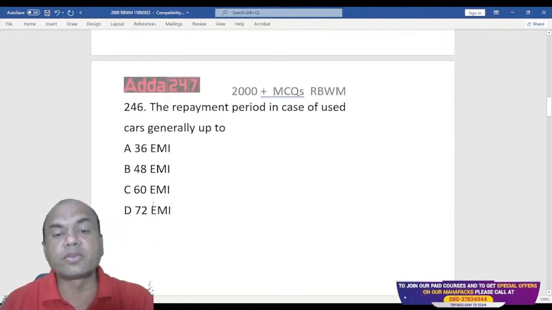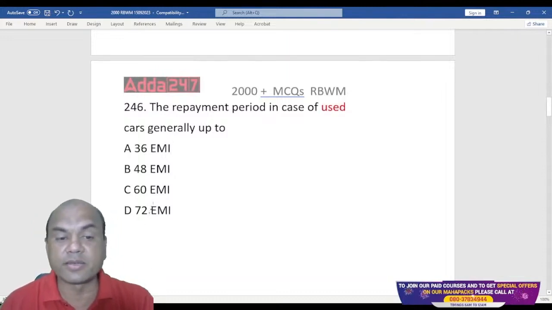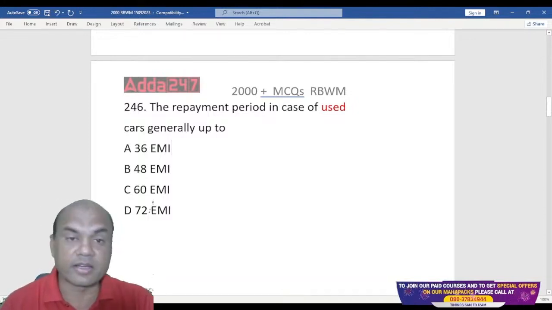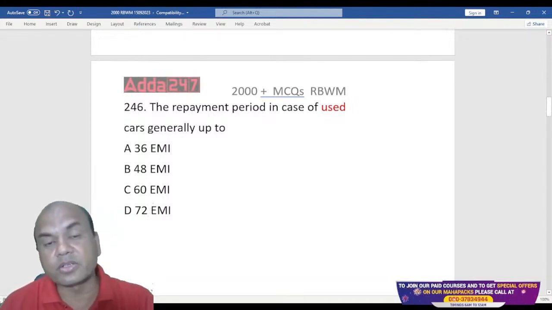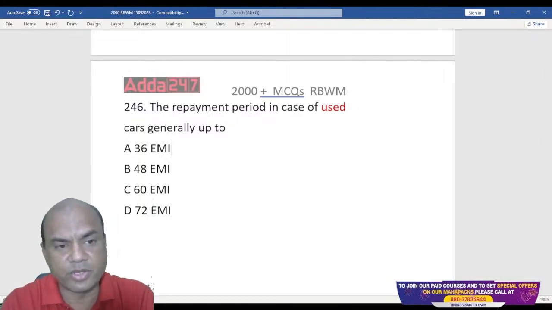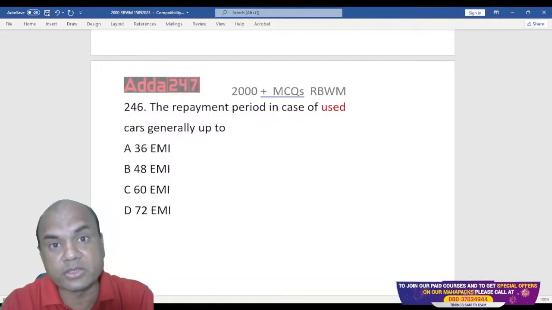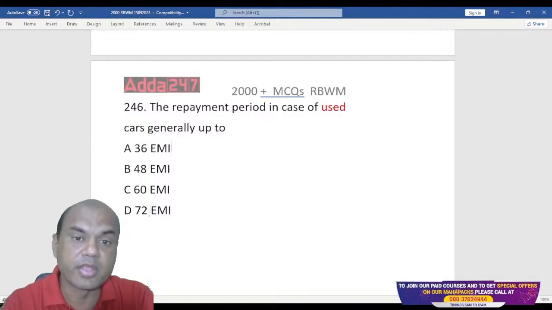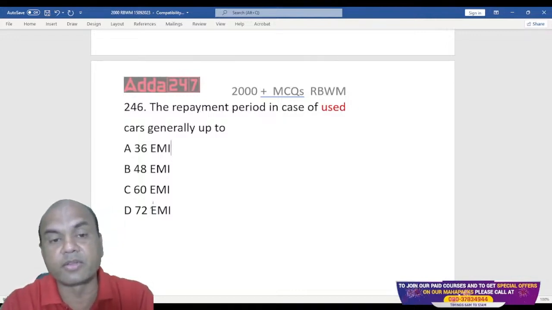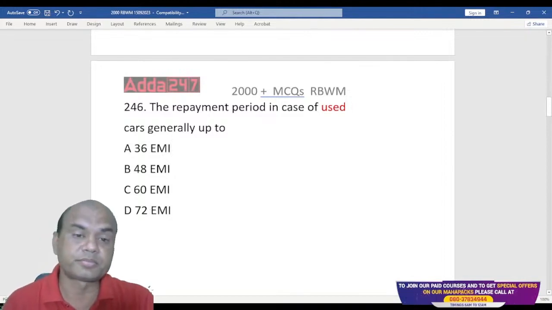The repayment period in case of used car. Now look at this. We are talking of used car over here. In case of used cars it is generally 36 EMI, 48 EMI, 60 EMI and 72 EMI. So it is used car, second hand car, right? That depends on what type of car you are purchasing. Suppose if I am purchasing a very old car, then the repayment period will be different. It can be 24 months also, it can be 12 months also, depending on bank to bank. So it's upon the bank to decide what should be the repayment period for the used car loans, depending on the life of that car.